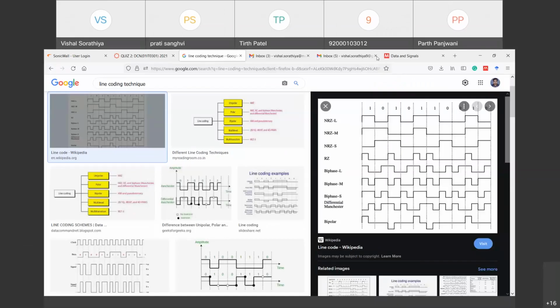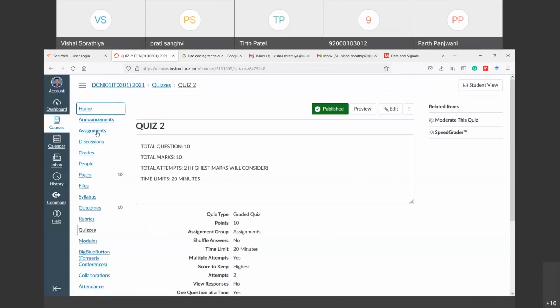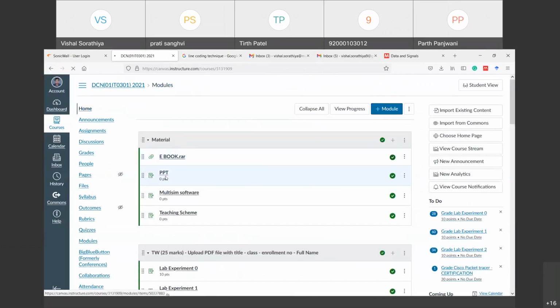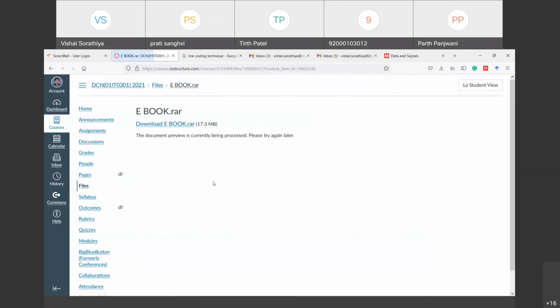So you can see that Canvas PPT that we have already uploaded. You can go to the home and see the study material that we have already uploaded over there. Refer to this PPT, chapter 1 and chapter 2 are already given. If you want to refer to the book about those topics, you can download this ebook, a RAR file, and under that all the books are there. So you refer to those books.